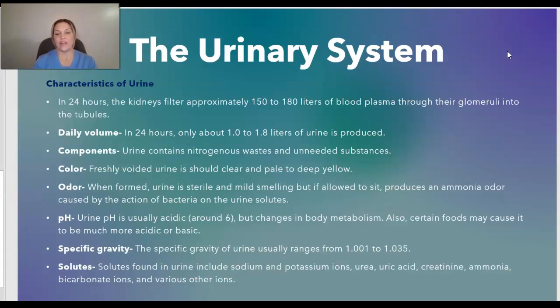The specific gravity of urine usually ranges from 1.001 to 1.035. Solutes found in urine include sodium, potassium ions, urea, uric acid, creatinine, ammonia, bicarbonate ions, and various other ions as well.